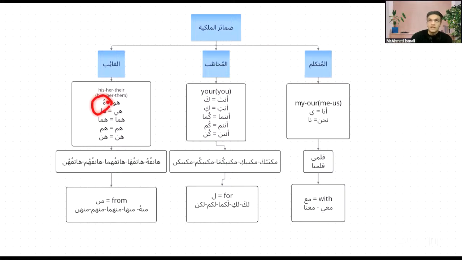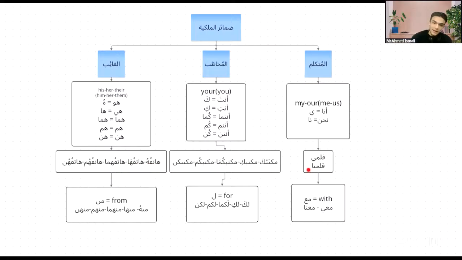So his phone, هاتفه. هاتف is phone in Arabic. So if I say his phone, I say هاتفه. His desk, I say مكتبه. His pen, قلمه. I hope it's clear. So if I want to say, for example, her something, her phone هاتفها. Her desk مكتبها. Her pen قلمها.